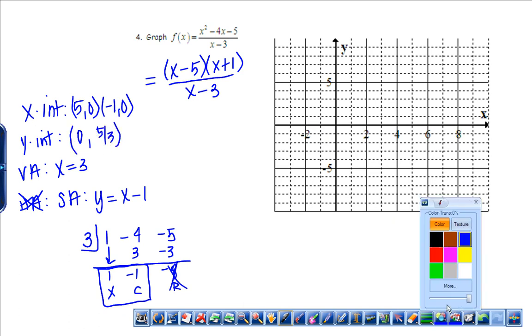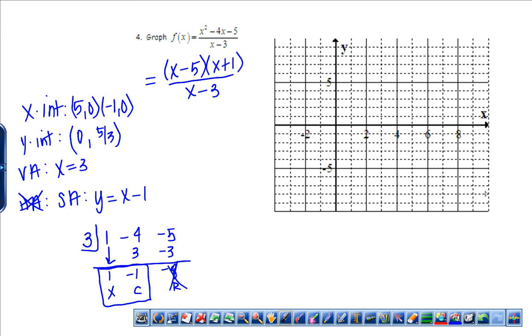Okay, now we need to graph this. And you can start with anything you want. I like to start with verticals, and so that's a vertical at 3. I have a slant at x minus 1. Now this is just a linear equation, so you start at -1, and you have a slope of 1. So this would be right here. X-intercepts at 5, 0, at -1, 0, and I have 0 and 5/3.